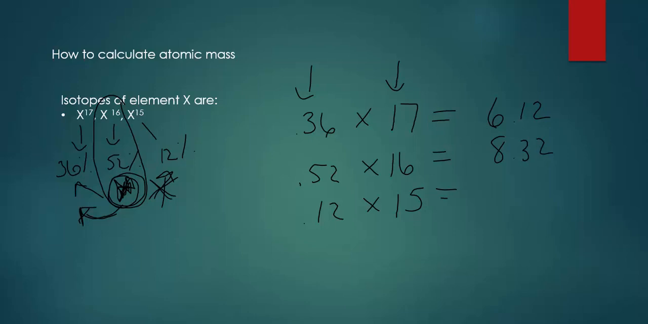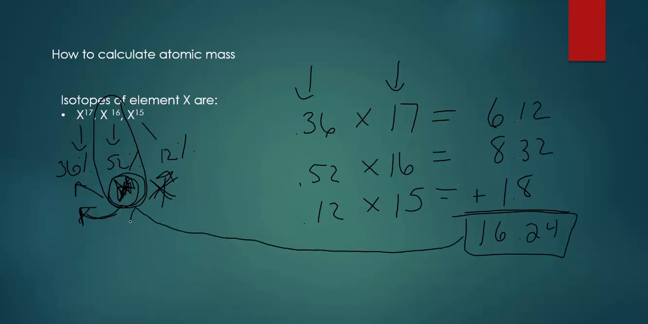And then if I take element 15 and I multiply it by 0.12, or it's 12%, I get 1.8. So now that I have all of the isotopes' contributions to the mass, I can now add them up and calculate that the average atomic mass of this element is 16.24. Now, does that make sense according to what I said? It would be closest to 16, but a little bit more, because more of it is 17 than 15. And it does. So that's how you would do a calculation of average atomic mass.